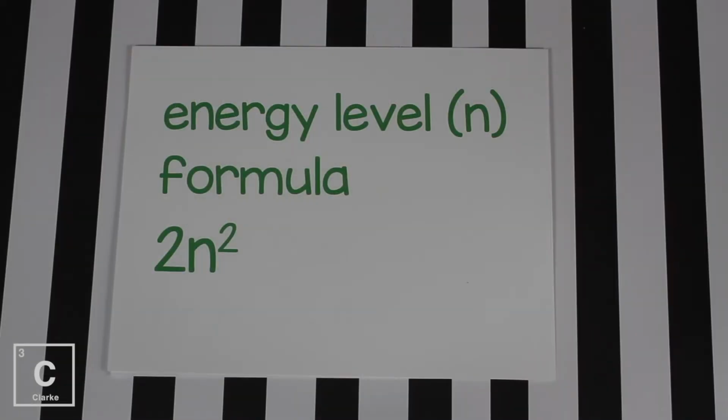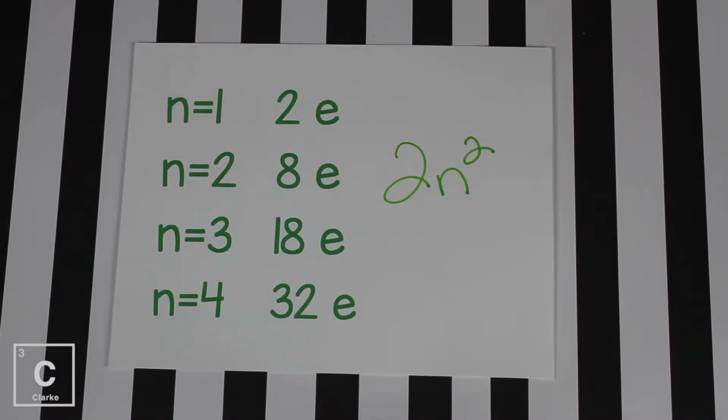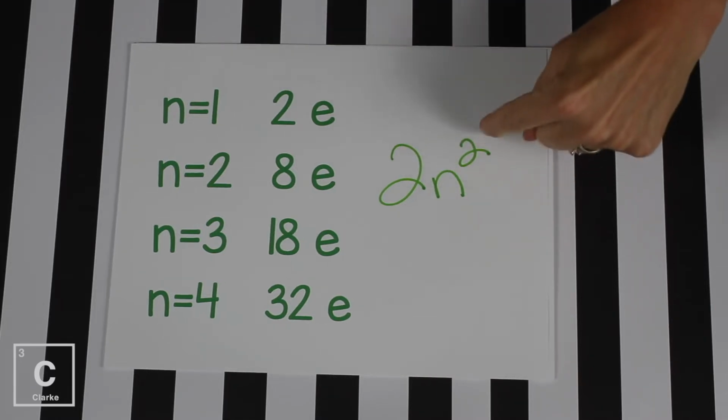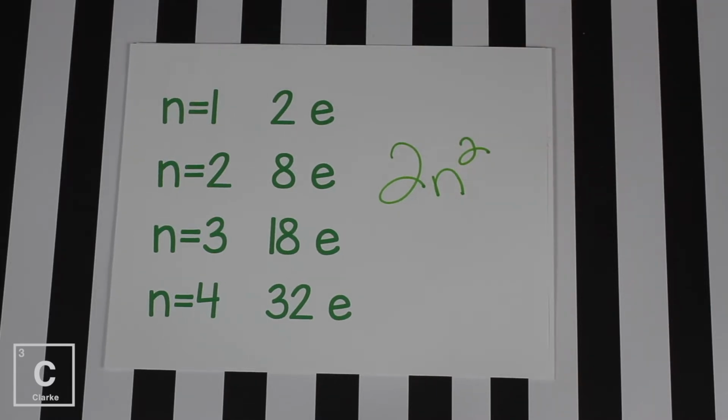The symbol for energy levels is N, and the formula is the number of energy levels squared times 2. Let's remember our math. You square before you multiply. So we can see that for energy level 1, that's N equals 1, we have 2 electrons. 1 squared is 1, times 2 is 2.